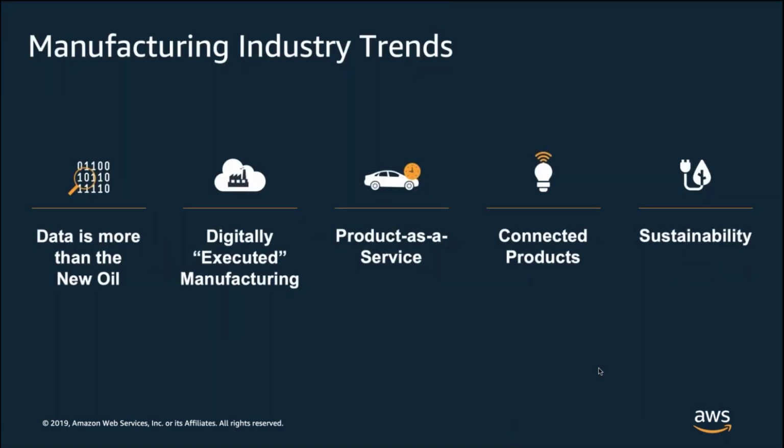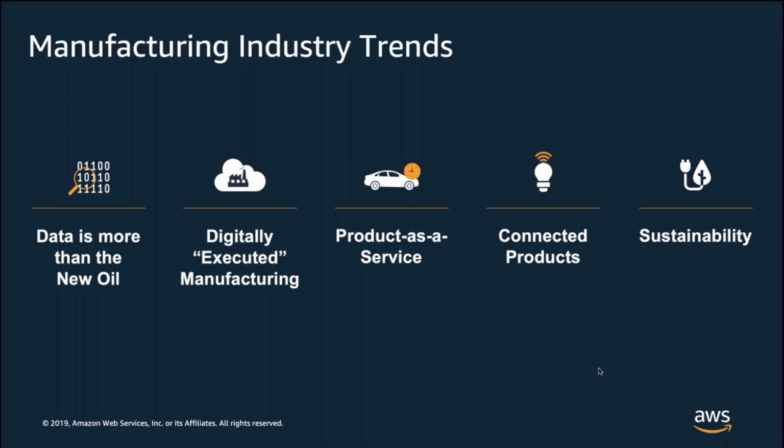Within the manufacturing industry, there are some key trends. Some people call it Industry 4.0, others call it digital manufacturing. But the key thing that I want to talk about today is within that we have products as a service, connected products, and data, and actually having that data from your smart products and bringing it back into your manufacturing ecosystem, hence what a smart product is.